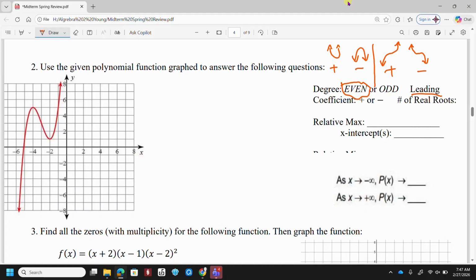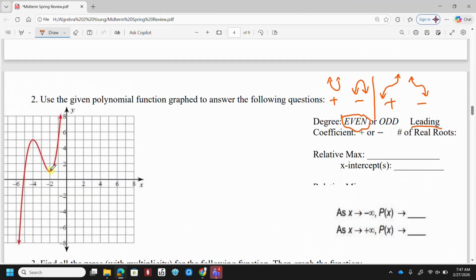Now let's match this with what we have here. What we have over here looks exactly like this. Let's see what is matching. It's matching the odd, so we write down the answer is odd, and the leading coefficient is negative, oh, it's positive.